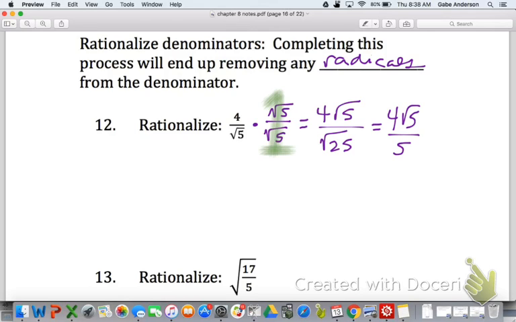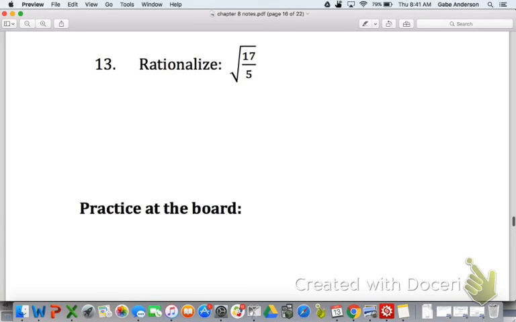Let's take a look at number 13 and we'll be done. 13 says rationalize root 17 fifths. So before we do too much with any rationalizing, let's remember that the square root of a fraction can be simplified, can it? How could we rewrite root 17 fifths? Radical 17 over radical 5. Yeah, you guys got it. So square root of 17 over the square root of 5. So now you can more clearly see the radical in the denominator.